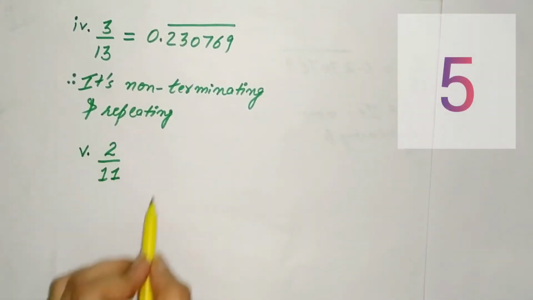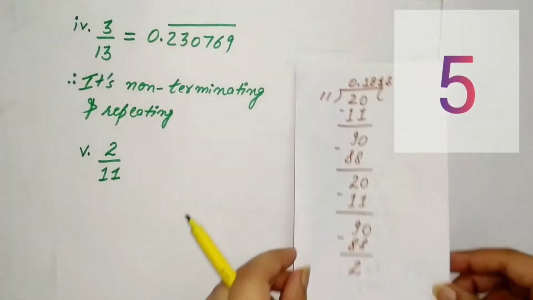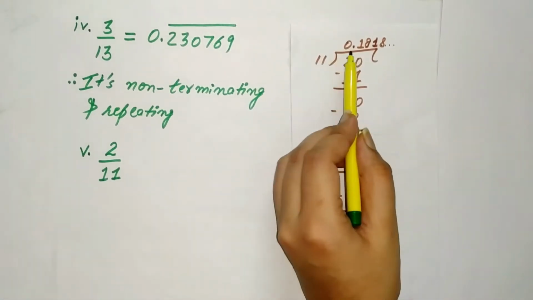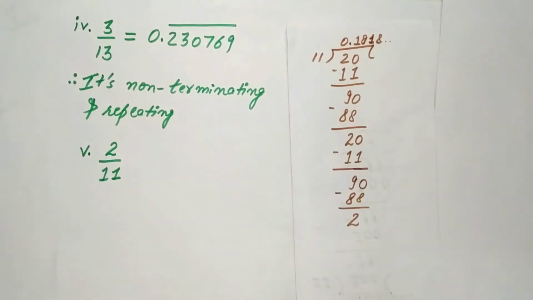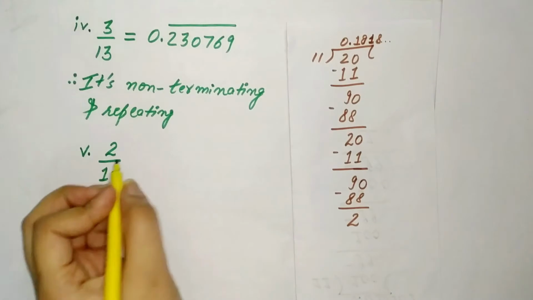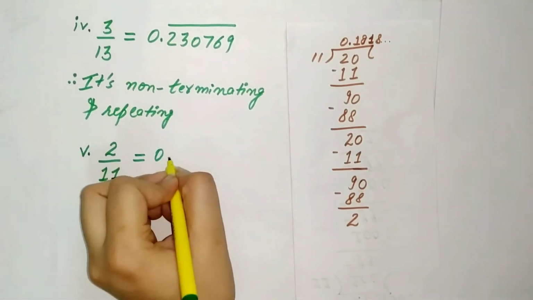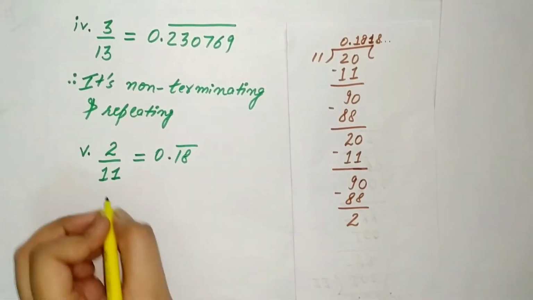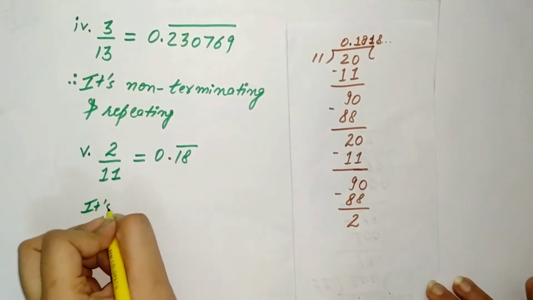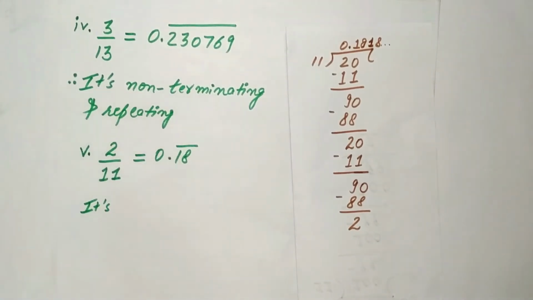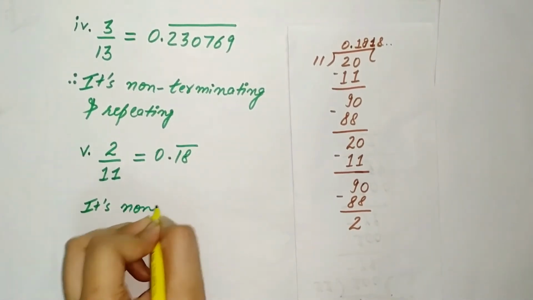Fifth part is 2 by 11, which is equivalent to 0.1818. 18 keeps on repeating, so 2 by 11 is equal to 0.18 bar. It's non-terminating and repeating.